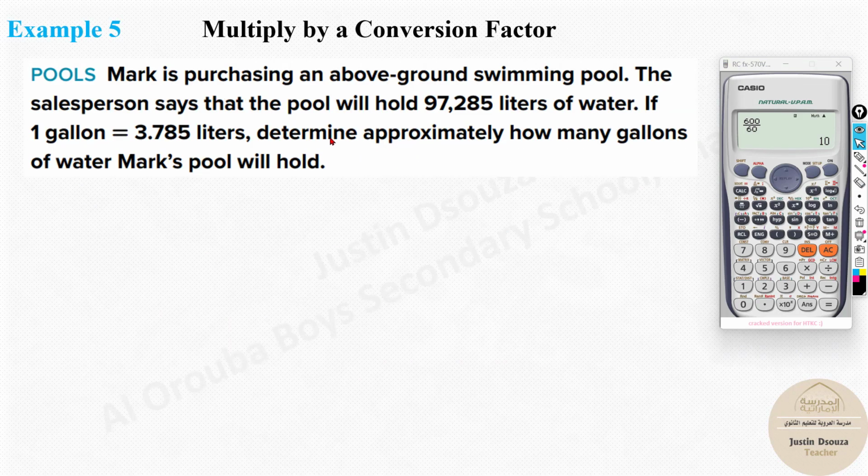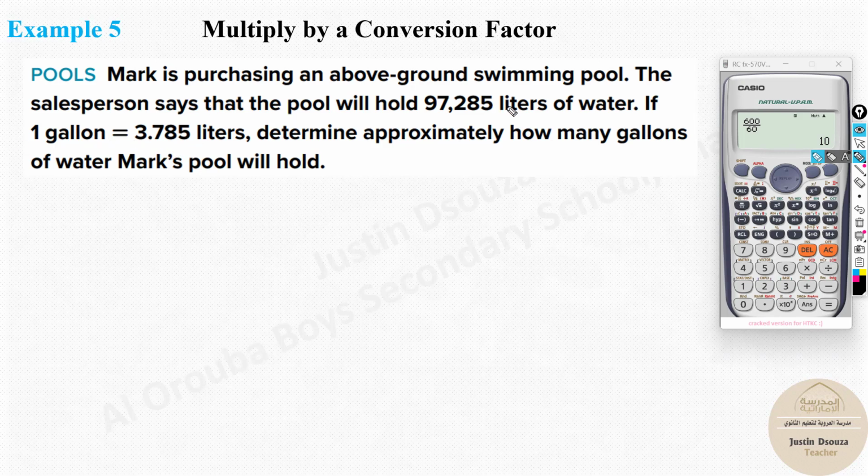Here you have: Mark is purchasing an above ground swimming pool. The salesperson says the pool will hold 97,285 liters of water. If 1 gallon equals 3.785 liters, determine approximately how many gallons of water Mark's pool can hold. So a swimming pool requires nearly 100,000 liters of water. But we need to convert from liters to gallons, because he needs to know in gallons. 1 gallon is 3.785 liters of water, any liquid.